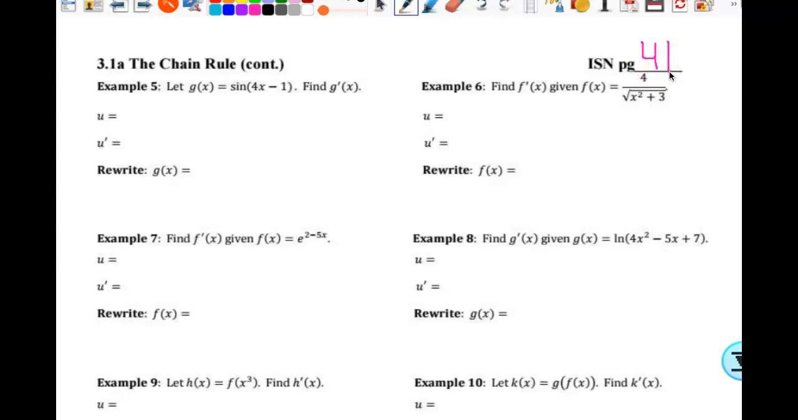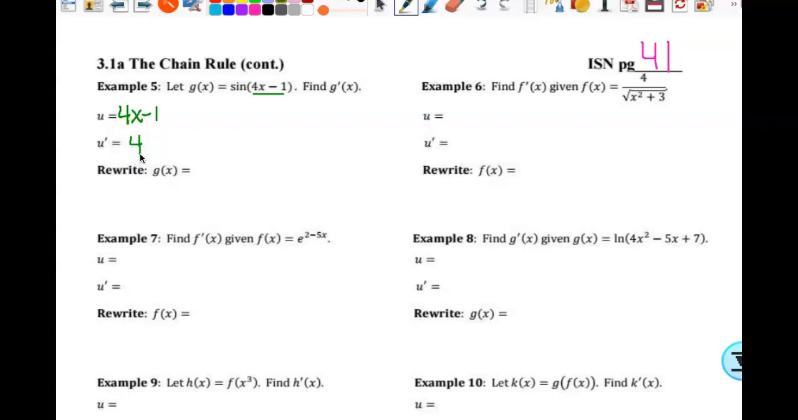Okay, so we're going to start off doing the u and the u prime stuff, just like we have before. And so I don't have the sine of x, I have the sine of 4x minus 1, right? So this is the inside stuff. That's my u, 4x minus 1. Then I need to find u prime, which is just 4, right?